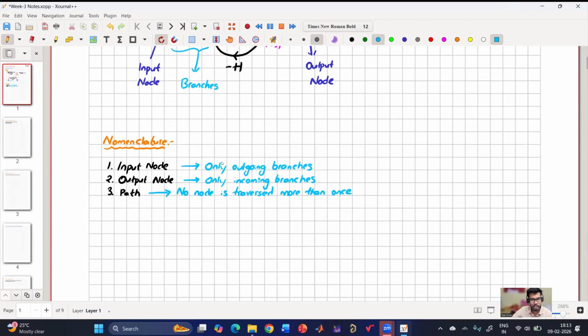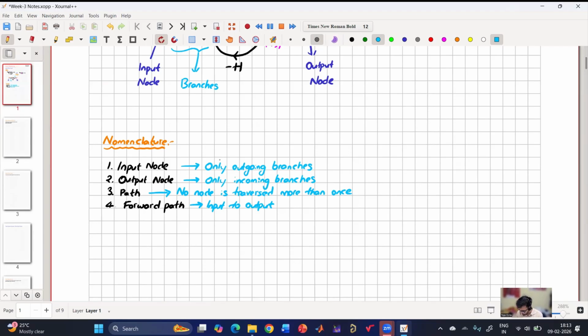Now, under this path, there is something called forward path. So forward path traverses from input to output and no node is covered more than once. So there can be more than one forward path. We'll see an example where there are more forward paths, and in that case, how to apply Mason's gain formula, we'll look into that.